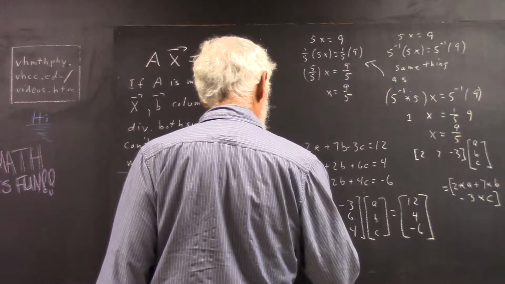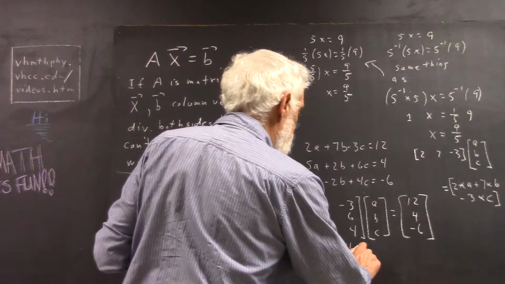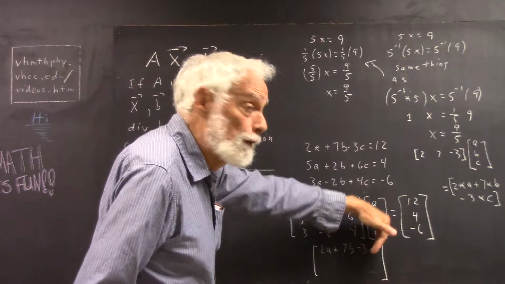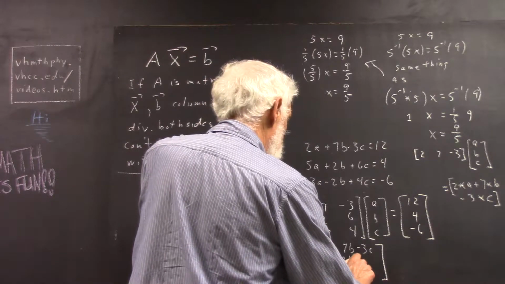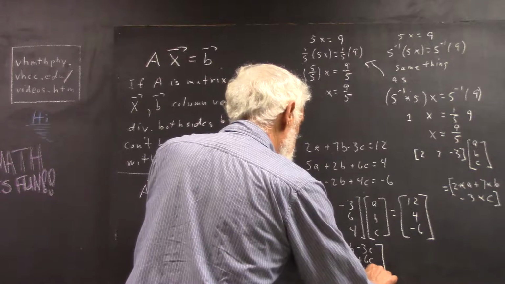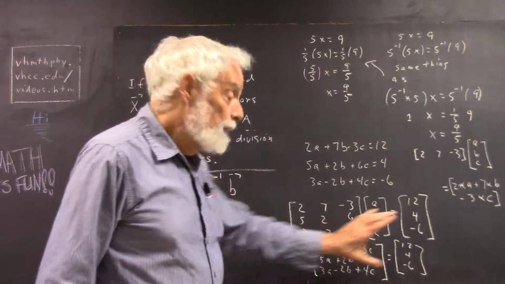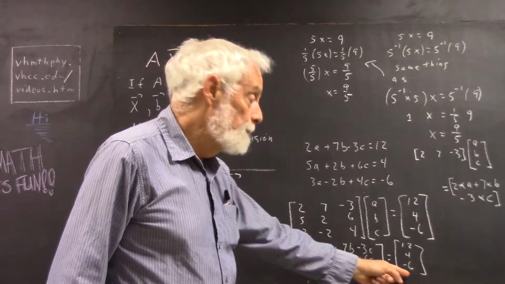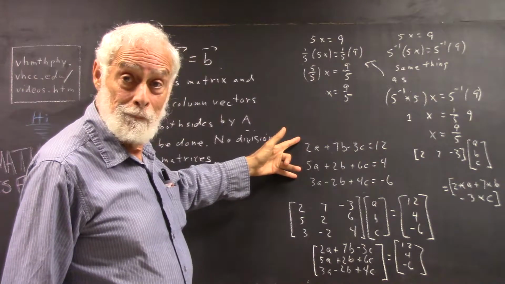So what this tells you is that 2 times A plus 7 times B minus 3 times C is going to be your first row, because this comes from the first row in the first column. The answer goes in the first row in the first column. Then you have 5A plus 2B plus 6C, and 3A minus 2B plus 4C, and that's supposed to equal 12, 4, negative 6. Provided this row is equal to 12, this row has to be equal to 4, and this row has to be equal to negative 6, which means that this, being identical to this, is also identical to this, right?